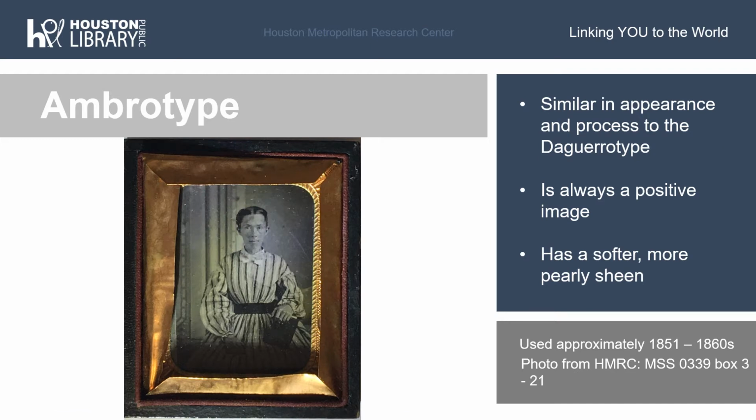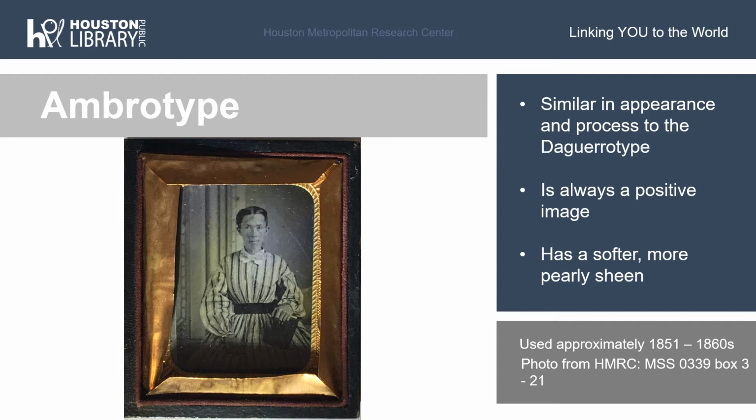The second phototype we'll discuss is called the Ambrotype. This phototype is often confused with the Daguerreotype due to the fact that both photos are often cased photographs, and both processes were created around the same time. However, the Ambrotype was developed a few years after the Daguerreotype, and there are a few physical differences.